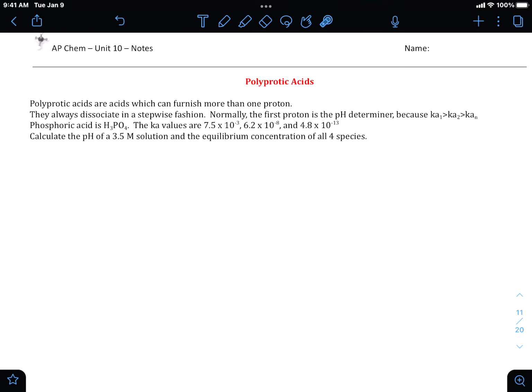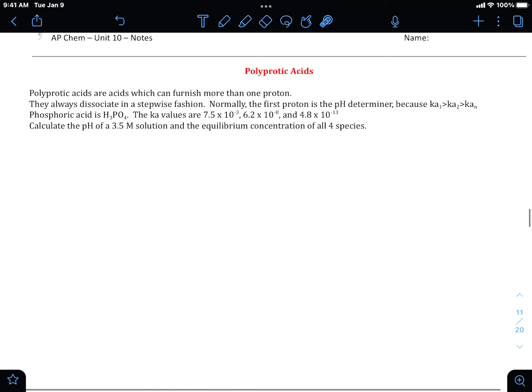Yeah, this will be the last problem for today. The polyprotic acids can furnish more than one proton, right? We talked a little bit about these. When you have something like H3PO4, for example, that's a polyprotic acid. They always dissociate in a stepwise fashion. The first proton is the pH determiner, and that is because in a polyprotic acid, you will have multiple Ka values.